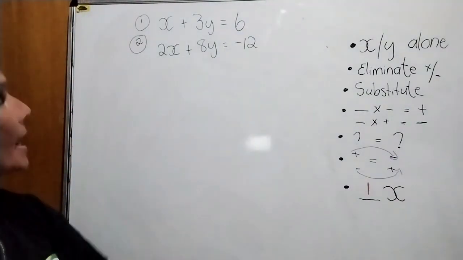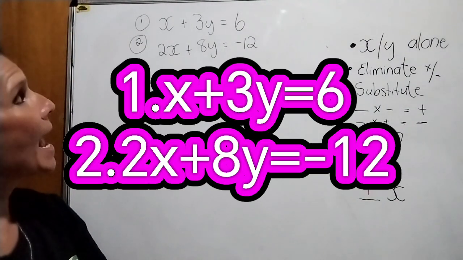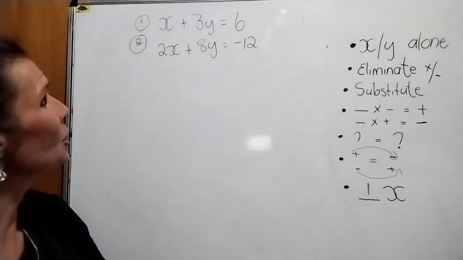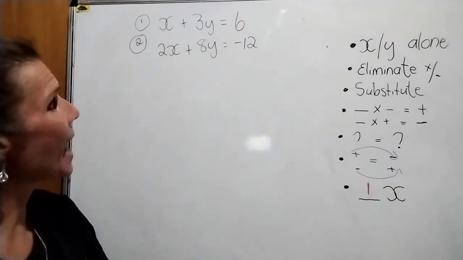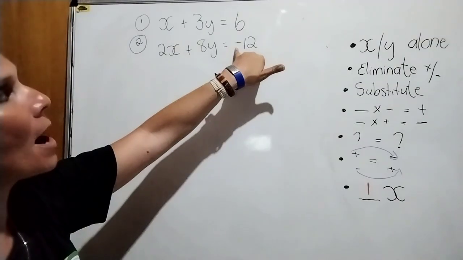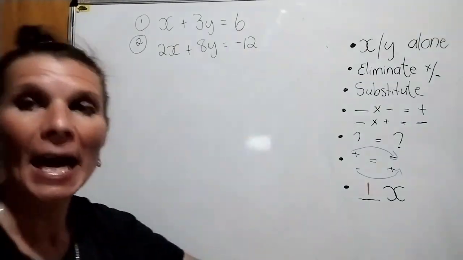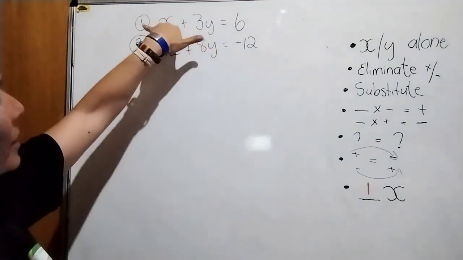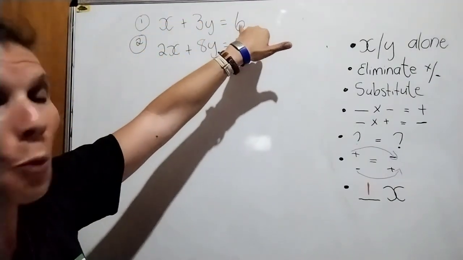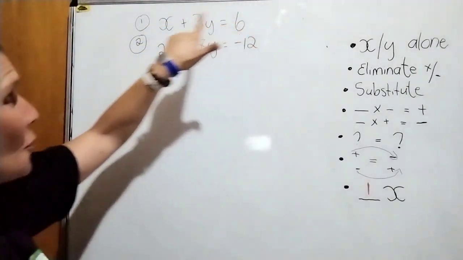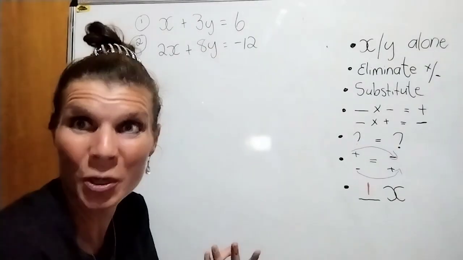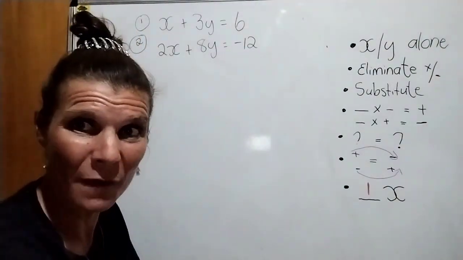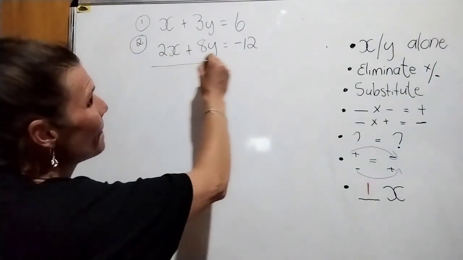Right, let's see. Equation number 1: x plus 3y equals 6. Equation number 2: 2x plus 8y equals minus 12. Right. What is the easiest way to go? I'm going to go with equation number 1 to get my x alone, because my x is already alone, so I can just move it around and tidy it up.